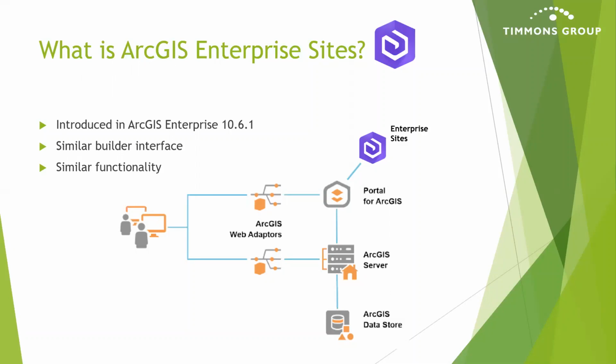It's built on the same framework, meaning the builder is like the Hub builder, and the user interface is similar. There's similar functionality as far as the group structure and sharing model is concerned, just like how you would set it up in ArcGIS Online. The main difference is sites is built in your portal for ArcGIS, where you've deployed your ArcGIS Enterprise, whereas Hub is in your ArcGIS Online organization within Esri's environment.